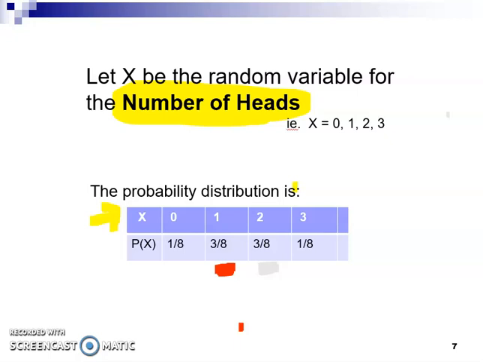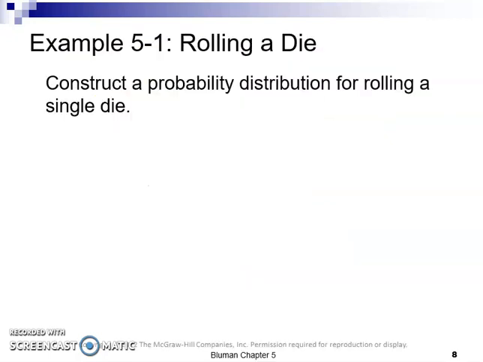So my probability distribution looks like this: two horizontal lines, X being the top one, and the second row is going to be the probability that that occurs.